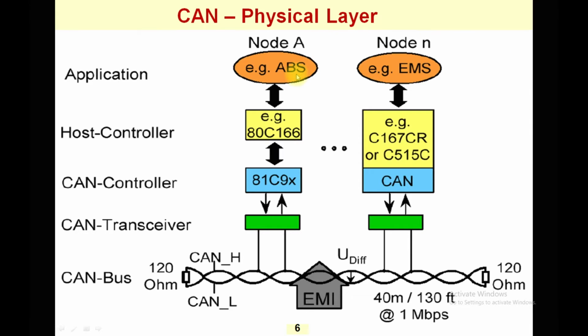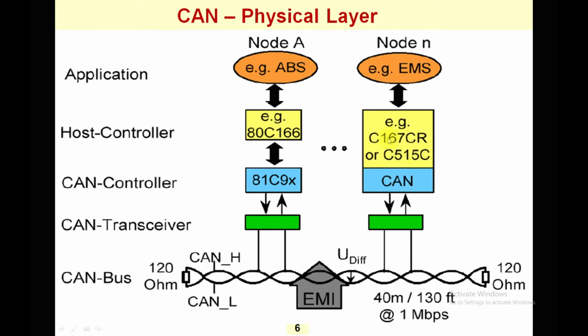These are the applications, like the anti-lock braking system application and the engine management system application at the top, as you see here on this screen. And there is an application which is driven by the microcontroller. Here the ATC166 is a microcontroller which is driving the anti-lock braking system application. The XC167 from Infineon is driving the engine management system application, for example. The difference between these two is that the ATC166 does not have an on-chip CAN module. So the 81C9X is a CAN controller, which is separately available and communicates with this microcontroller, which does the ABS applications. But the XC167 has an on-chip CAN protocol.